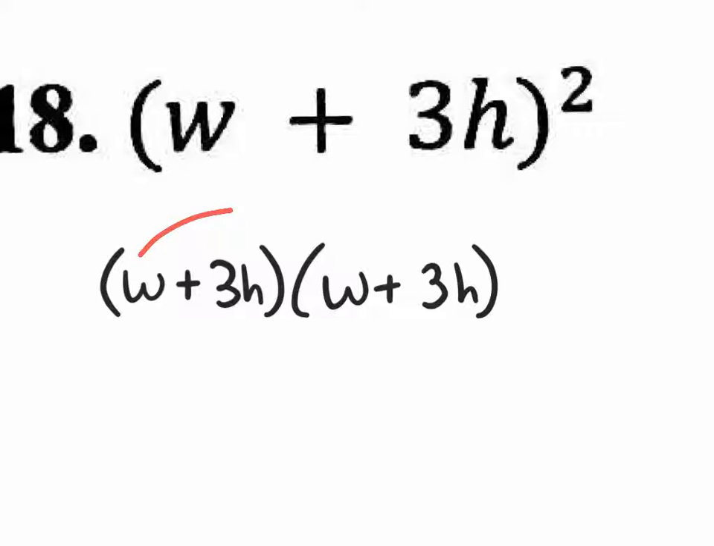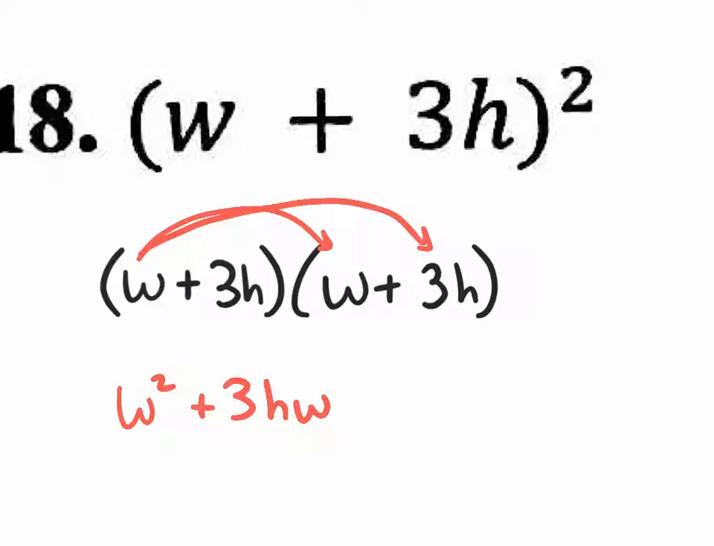So we're going to go w times w. What's that? W squared. And then w times 3h. Put the number first, 3, and it's positive because a positive times a positive is a positive. And then the w times h, you really can't do that. You're just going to write them together. And it's good to write them in alphabetical order. So let's put hw. Okay?